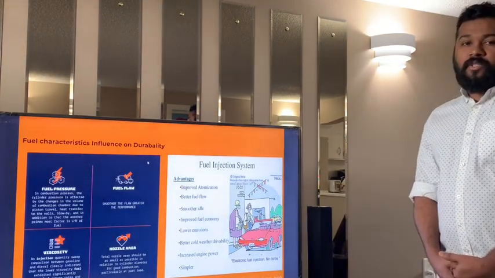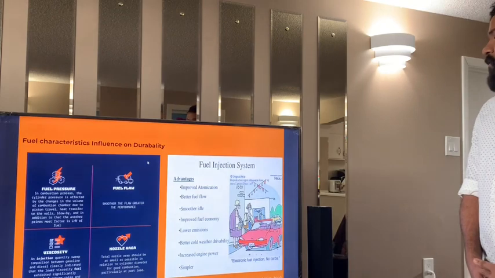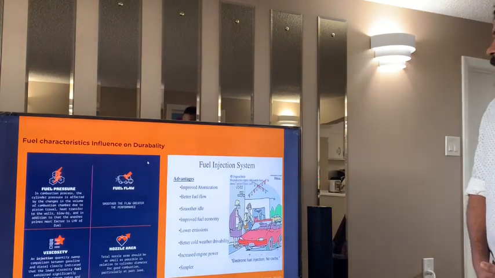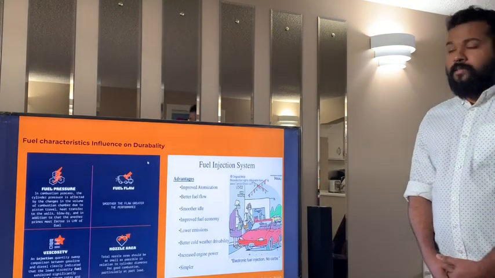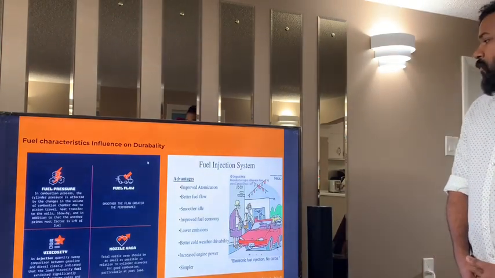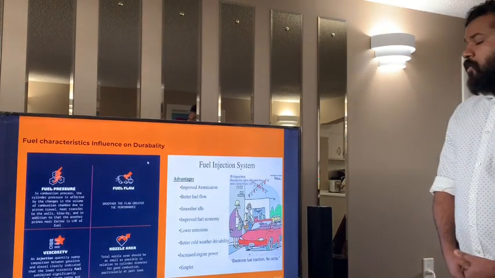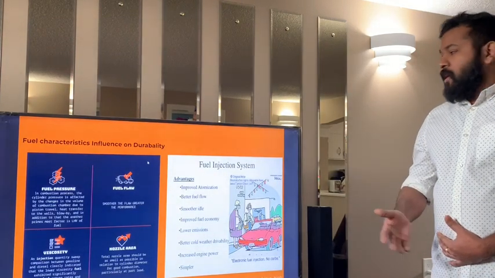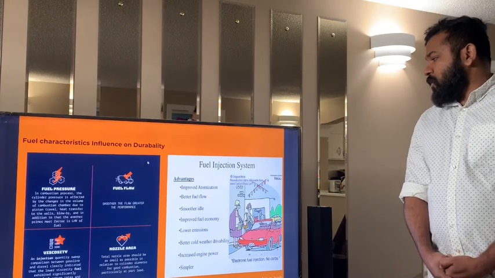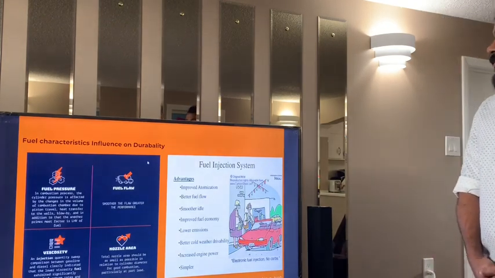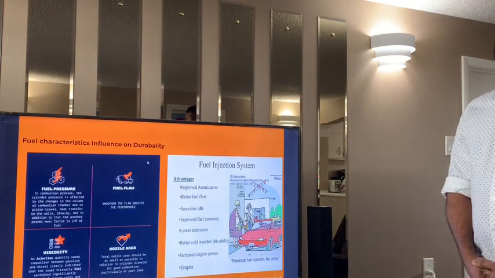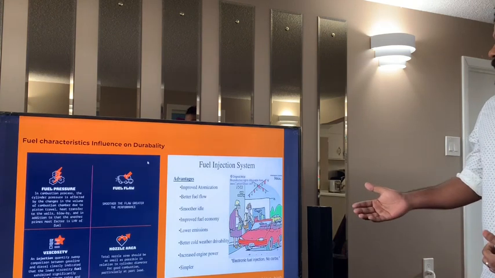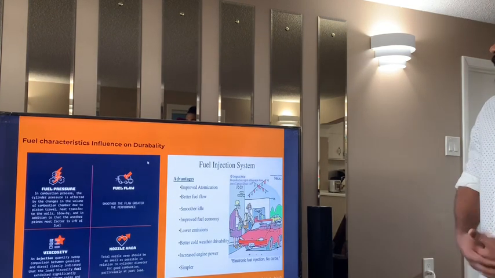Moving to the next slide, it's fuel injection system advantages. I'm discussing some main advantages of the fuel injection system. The first one is improved automation. As we all know, the automation level is increasing day by day over the years. So the first most important is improved automation. If we use the fuel injection system in a good manner, we can increase the automation of the fuel injection system.